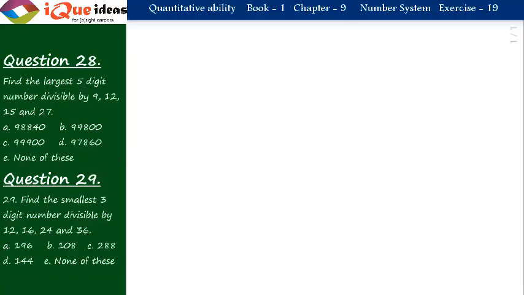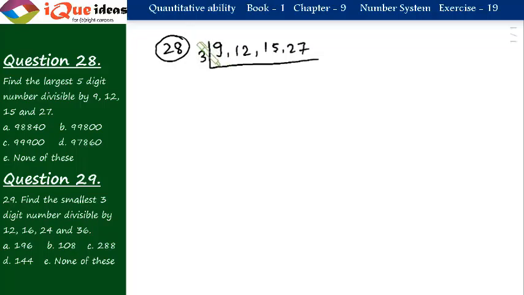Now let's take up question number 28. It says, find the largest 5-digit number divisible by 9, 12, 15 and 27. So the first thing we need to find is the smallest such number which is divisible by all of them, and that will be the LCM. Take the LCM of 9, 12, 15, 27. First take 3 common: divide 9 by 3 you get 3, divide 12 by 3 you get 4, divide 15 by 3 you get 5, divide 27 by 3 you get 9. Then out of 3 and 9, 3 is common, so you get 1, 4, 5 and 3.